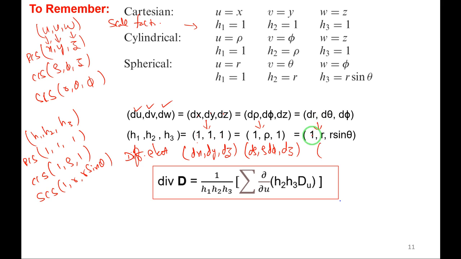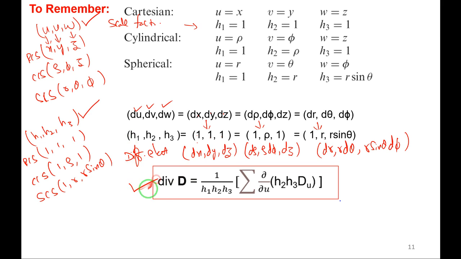In spherical coordinates, just multiply 1 into dr. So r d theta, then multiply the third, r sine theta into d phi. So these are the differential elements in the spherical coordinate system. I hope you understood what the variables and what the scale factors are. H1, H2, H3 are the scale factors. U, V, W are the variables in different coordinate systems. Then how do we write down the divergence of the D vector in different coordinate systems?